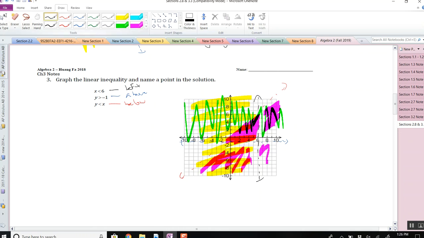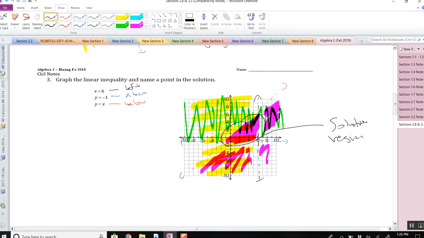Okay, the overlapping region is that little triangle right there. We had to be below: y is less than x. We had to be to the left of x less than 6. We had to be above y is greater than -1. So it's actually contained in that triangular region. So anything in that triangular region would satisfy each of those inequalities.